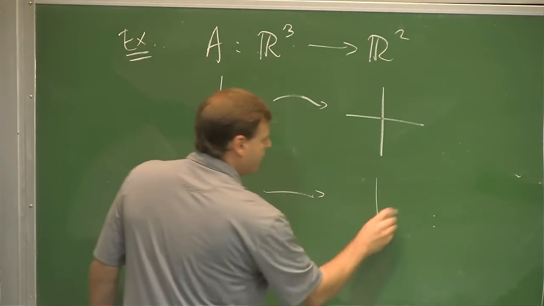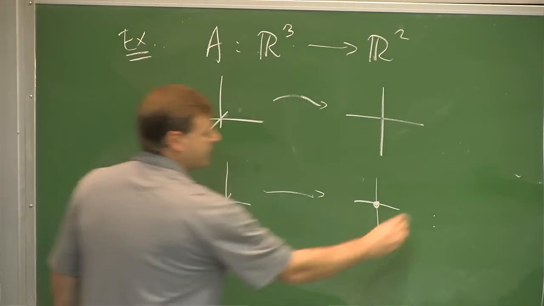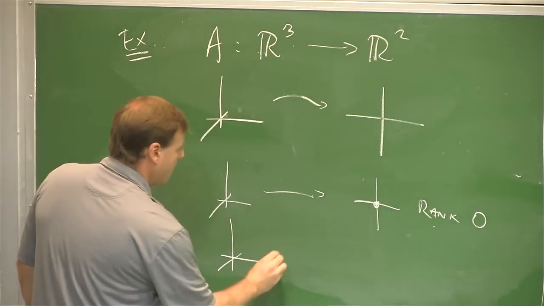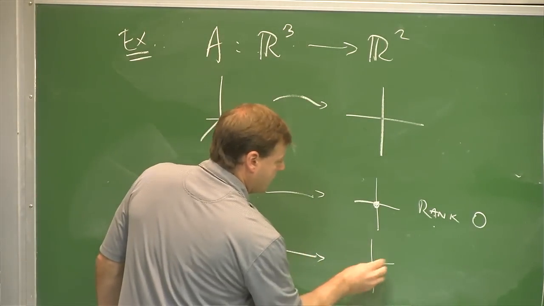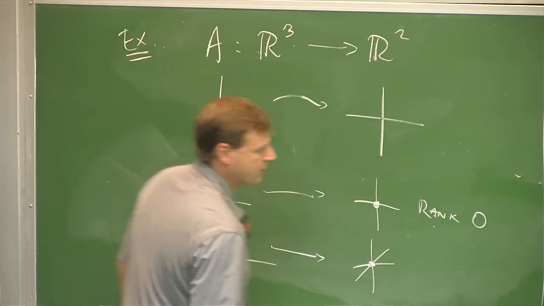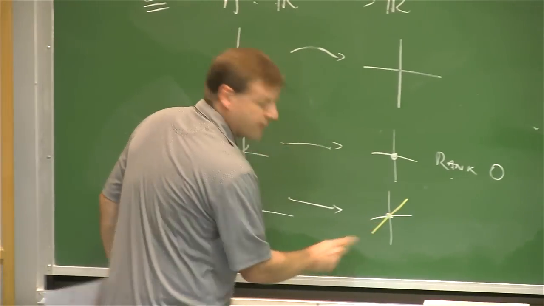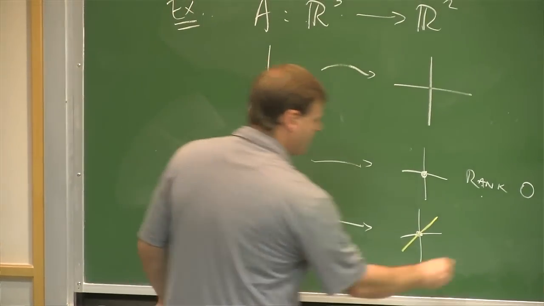This guy can go over to just a single point. That's rank 0. It could go over to a single line. I'll put those in yellow. I put the line in yellow so it's distinct from its axes here. So this is a rank 1.